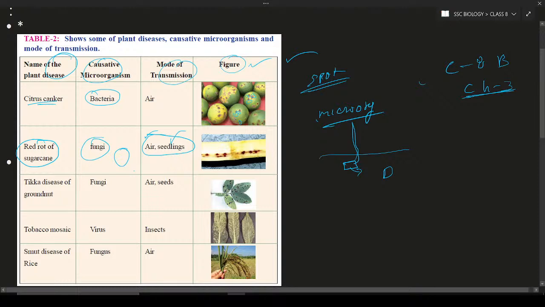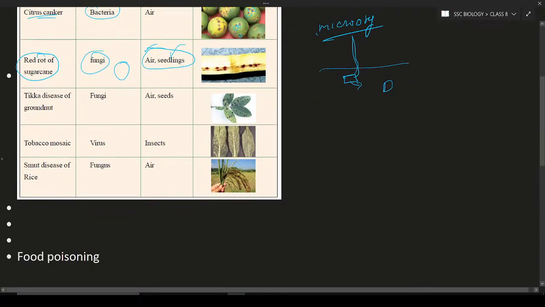Next, in this diagram you can see the sugarcane is going to have brown color spots or red color spots. Okay. Next, the tikka disease. Tikka disease of groundnut. Here you can see the fungus is going to cause such kind of disease, tikka disease, in groundnut plants. So if you see small spots on the leaves, these spots are due to a disease that is known as tikka disease.